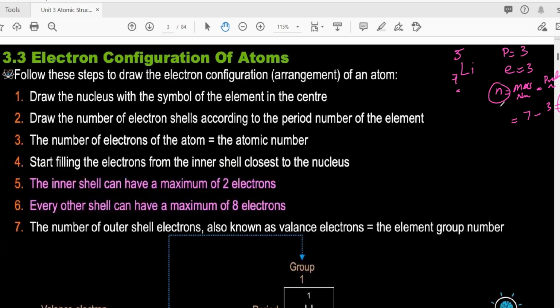So whenever they ask how many protons are there, you see the atomic number, the same in an atom. If they ask how many electrons, same as protons. But if they ask you how many neutrons, just subtract these two numbers and you will get the number of neutrons. So here, I want to draw, so I can draw lithium like this, in the center.